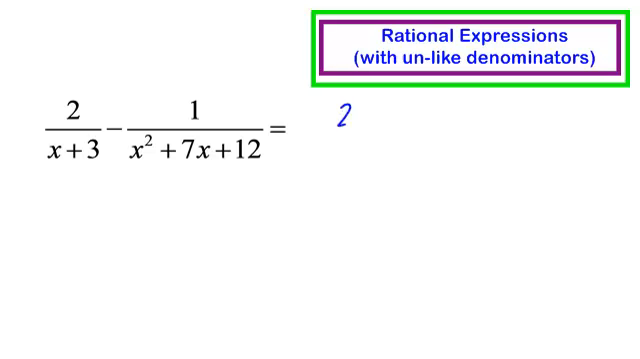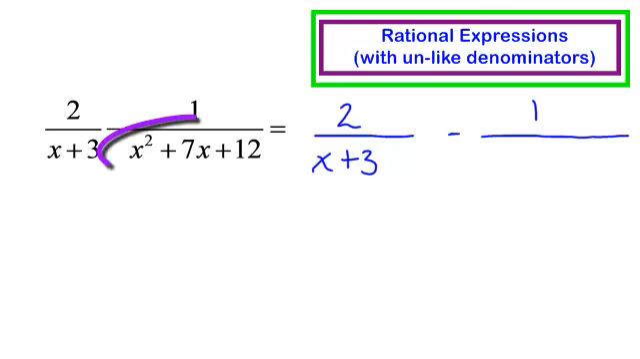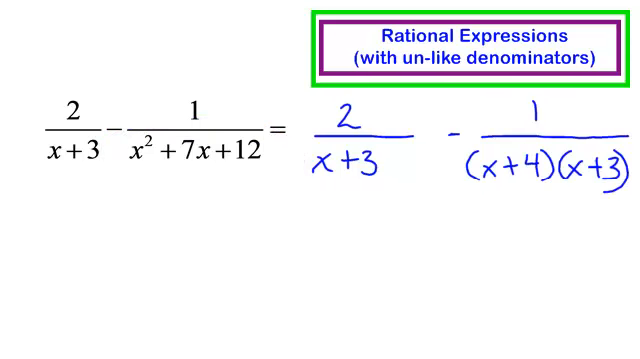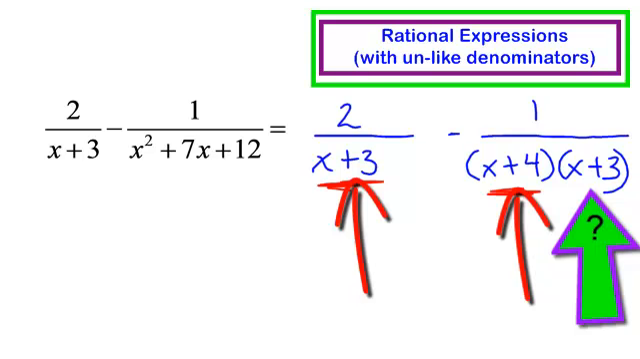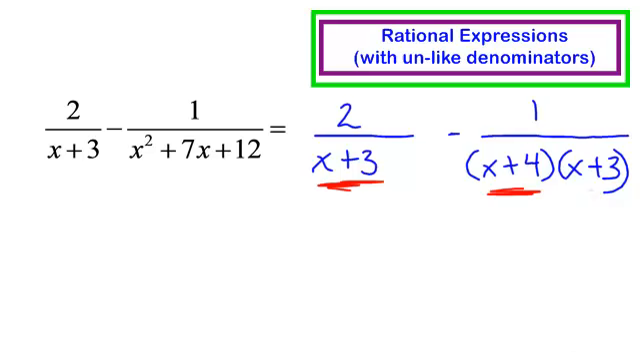I have 2 over x plus 3 minus, I do need to factor this second fraction. That would be x plus 4 times x plus 3. Now, what is my least common denominator? I need an x plus 3. I need an x plus 4. Do I need to say x plus 3 again? No, you're going to get your denominator too big. I've already said x plus 3. It's accounted for. So, my least common denominator is x plus 4, x plus 3, either order.